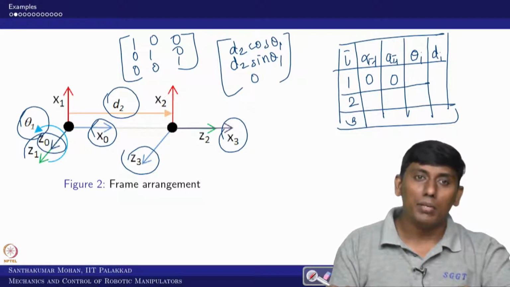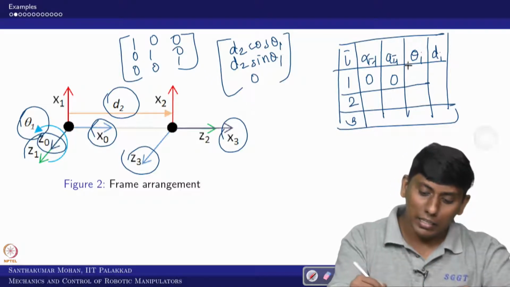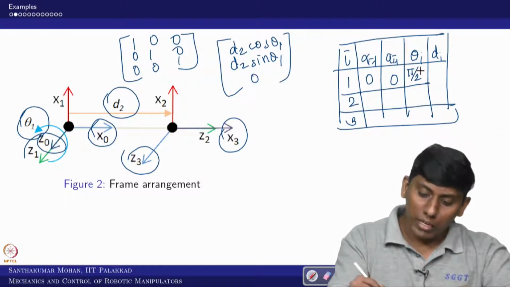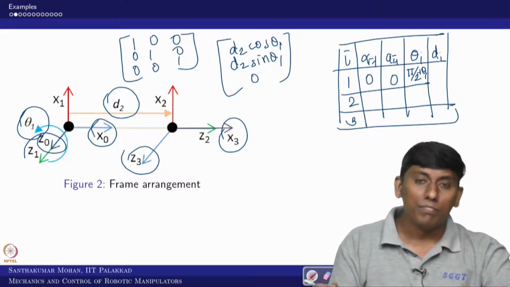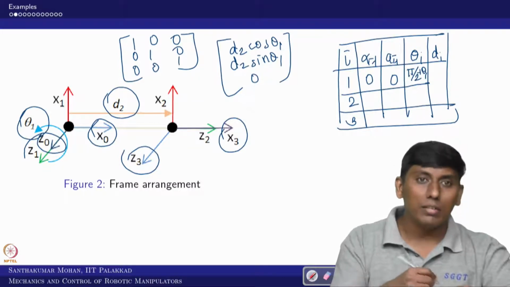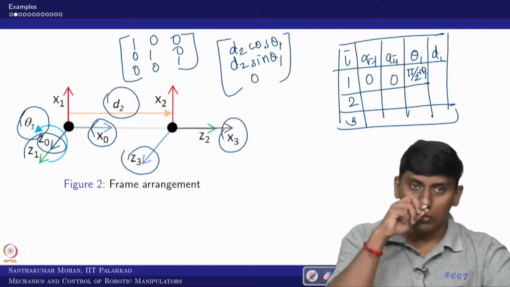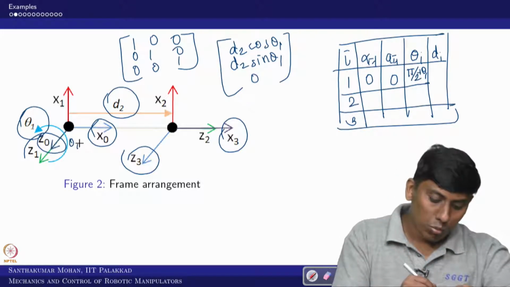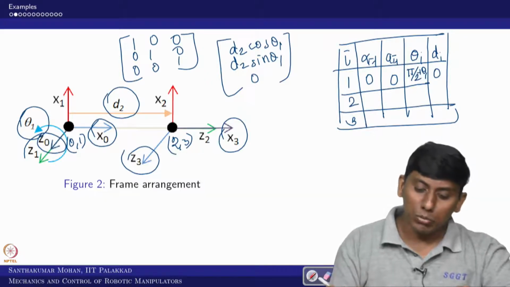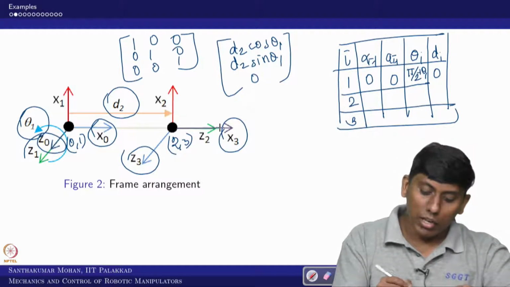What about z1? Is there any angle between x0 and x1? Yes, which is 90 degrees. In addition to that, the z1 is active, right, so that you can write. Along z1 there is no distance between the 0th frame and frame 1, right. So in the sense this distance is 0. Now, coming to the second one, it is here.